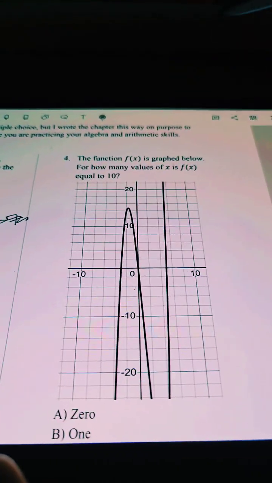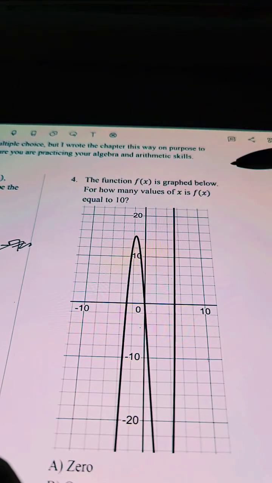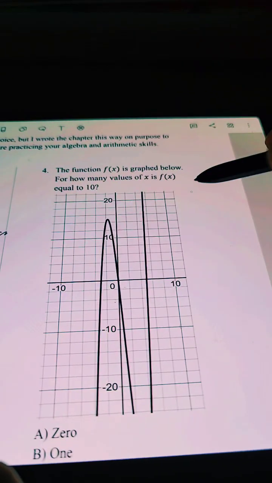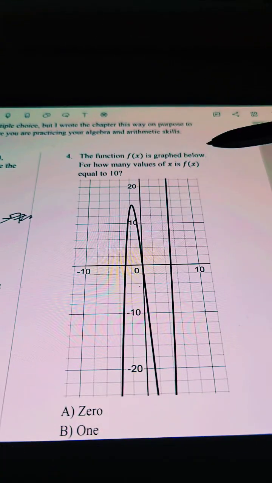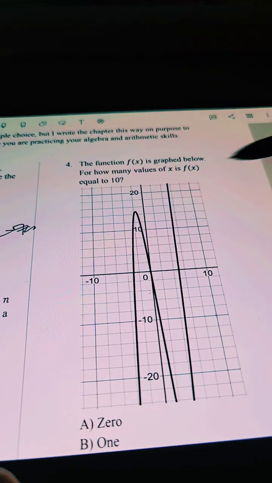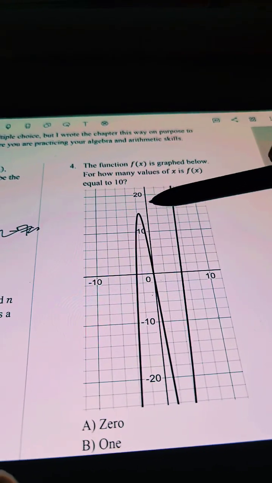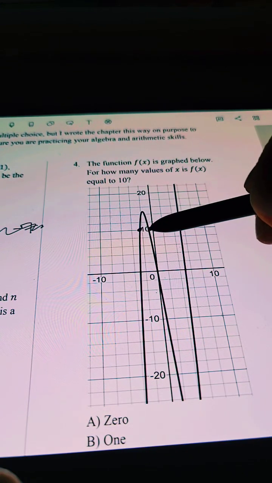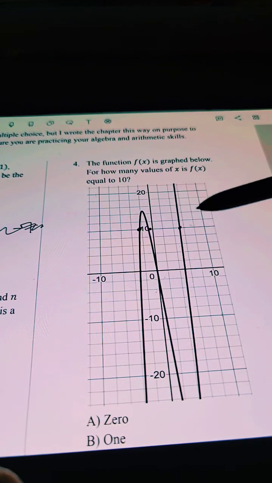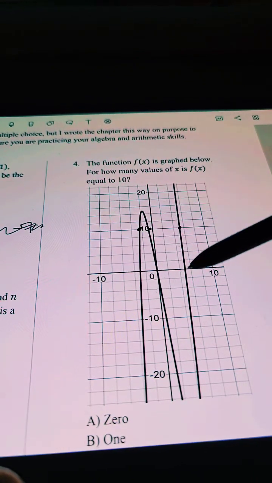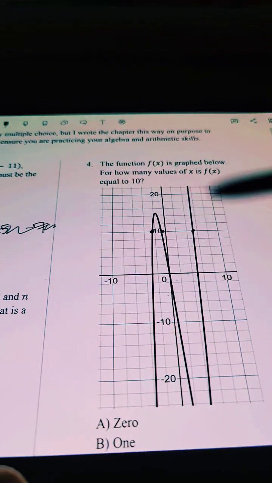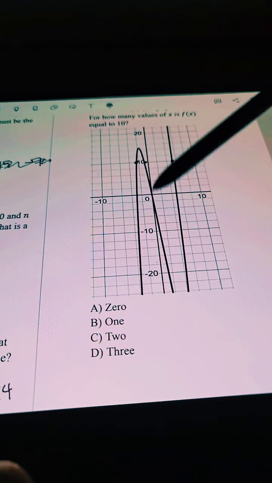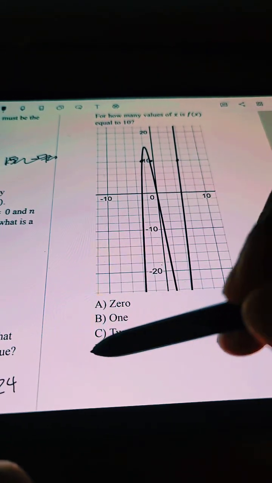Okay, so now number 4. It says the function f of x is graphed below. For how many values of x is f of x equal to 10? So f of x is equaling 10, which basically means the y is equal to 10. So let's look everywhere that the y is 10. At this point y is 10, at this point y is 10, and at this point y is 10. So there are 1, 2, 3 different x values where f of x is equal to 10. So let's see which one says 3. That would be answer choice D.